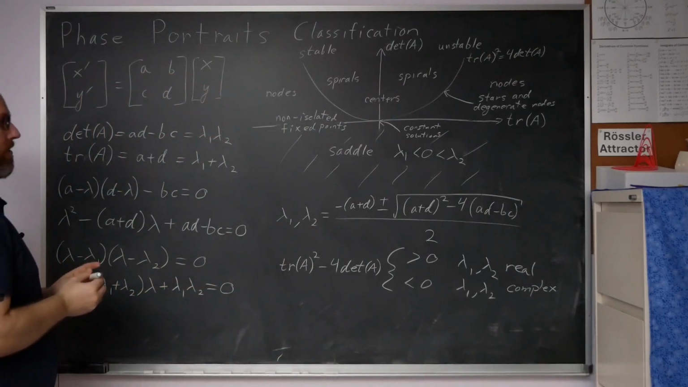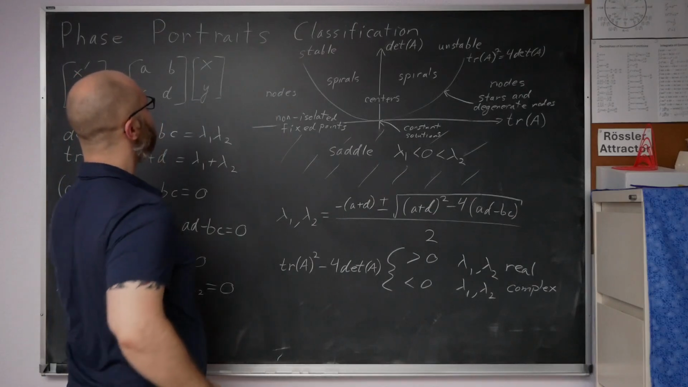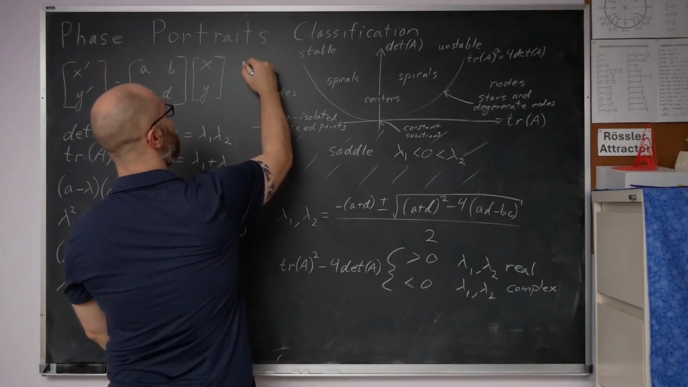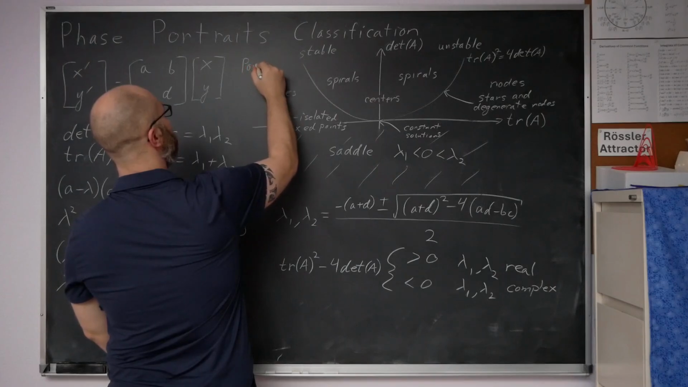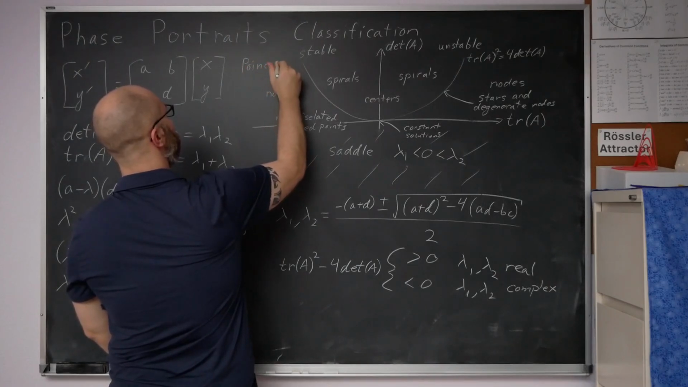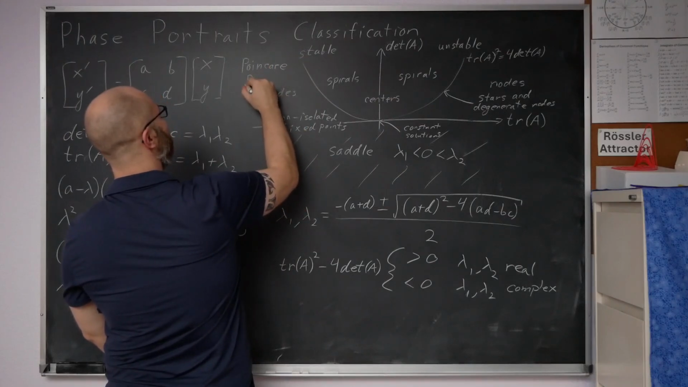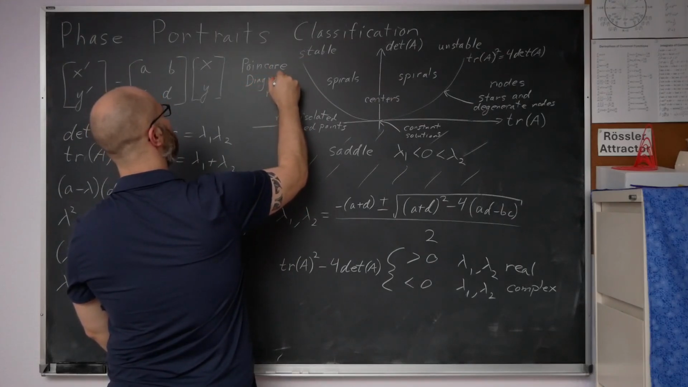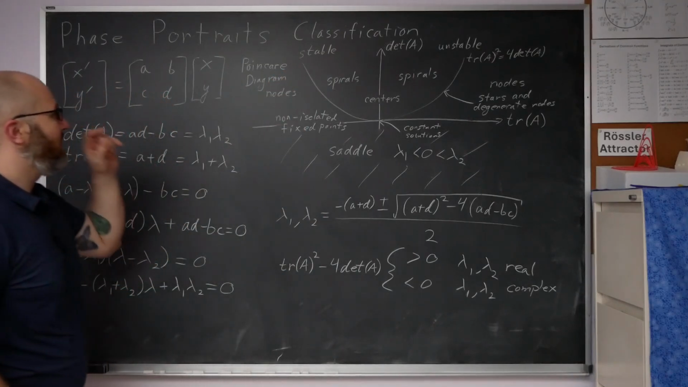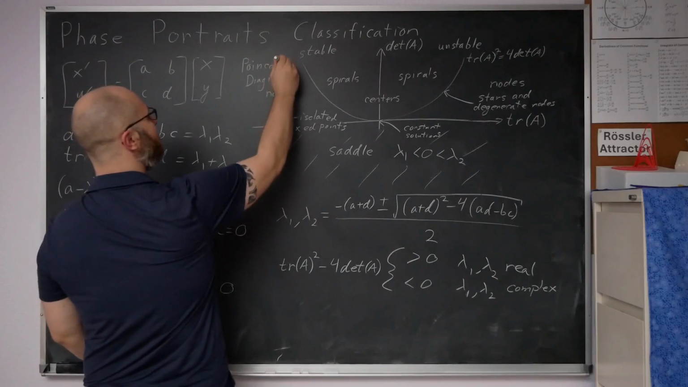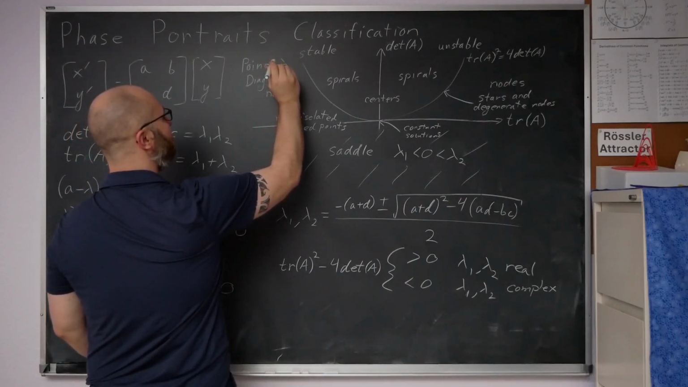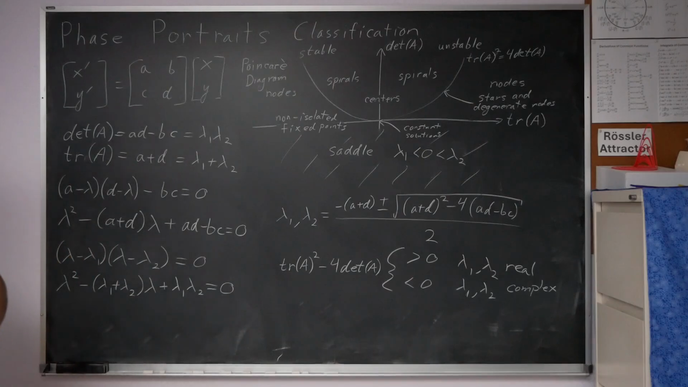So there you go. This is called a Poincare diagram. I think it goes that way. I'm not sure about that. Oh, there's an accent on the E. Gonna go with that. Don't quote me on that. But yeah, this is a way to classify them.